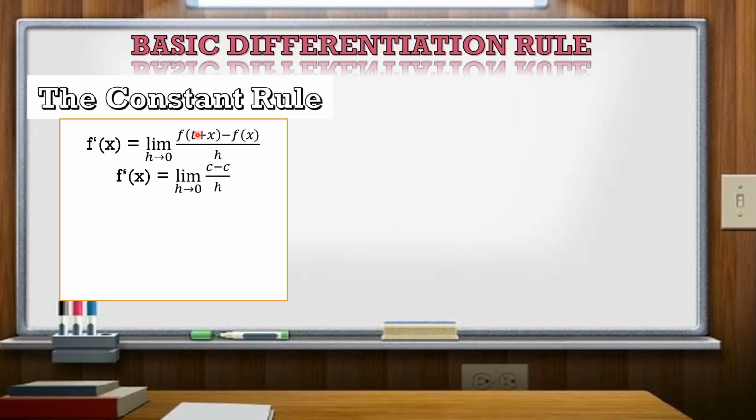And also, your f of x plus h is also equal to c. So, yung functions natin, magiging c minus c all over h, and c minus c is equal to 0 divided by h, that is equal to 0. And the limit of 0 is also 0, that is constant rule. So, ibig sabihin, lahat ng derivative ng constant results to 0. Pag constant yung function, automatic yung derivative is equal to 0.